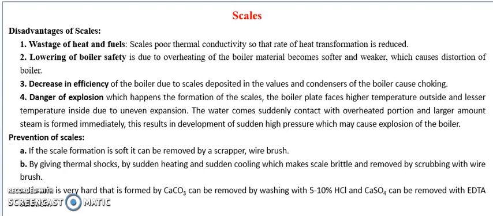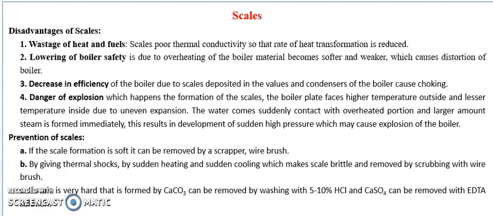Second disadvantage is lowering of boiler safety. Due to scale formation, overheating of the boiler is done in order to maintain a constant supply of steam. The overheating of the boiler tube makes the boiler material softer and weaker. This causes distortion of the boiler tube and makes the boiler unsafe to bear the pressure of steam.